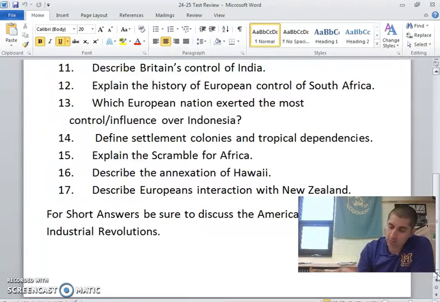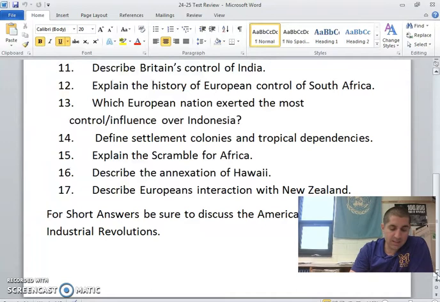The Great Trek. Great. The discovery of diamonds is going to heighten the tension in the area. So when they discover this very precious natural resource, there's going to be a lot of tension between the British and the Dutch for control of the area. Question 13, which European nation exerted the most control and influence over Indonesia? Dutch, excellent.